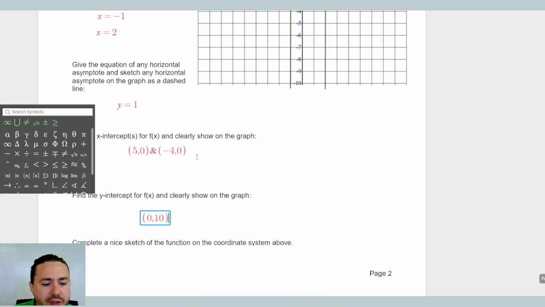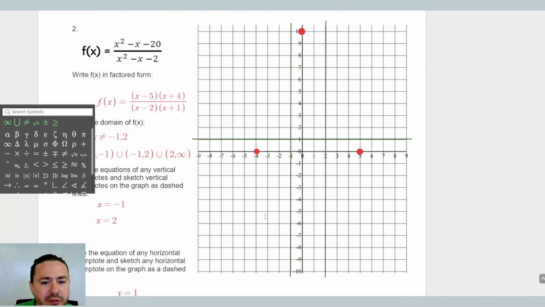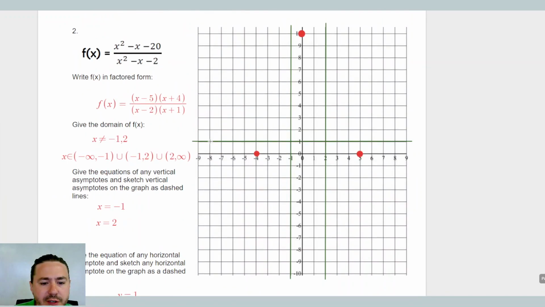Okay, so complete the nice sketch. Basically now we're just going to fill in the gaps here. We know that this function should approach the asymptote, so we should get a graph that kind of looks like this. So here's the first piece. Here's the second piece. This should go down and come back up.